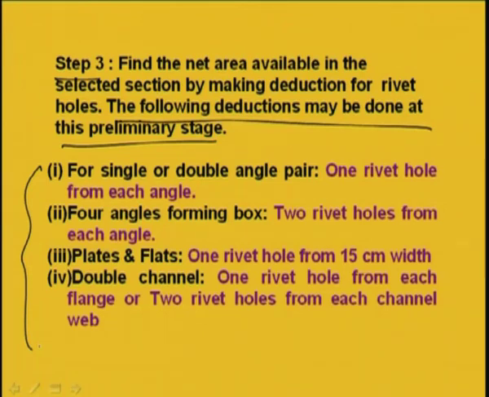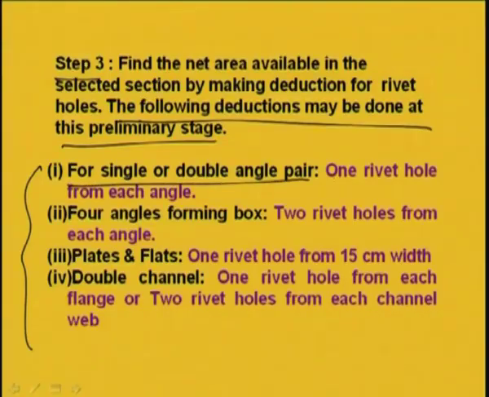However, we have to remember that after doing all this, we have to recheck all the details, because how many rivets we are going to provide and what the exact situations are. On that basis, we again have to recheck everything to ensure that the designed member is capable of taking that much load. So, for a single or double angle pair, we can make one rivet hole deduction from each angle.